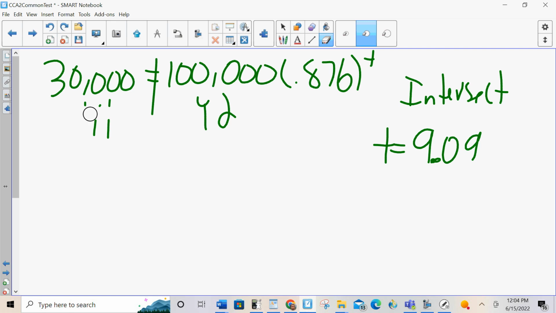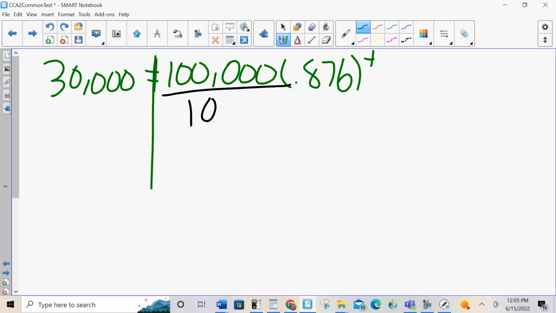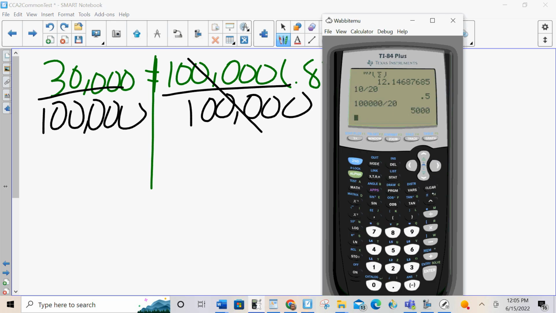Now I will do it algebraically, because this is supposed to be an algebra video. To solve this equation, step 1, isolate the base: divide both sides by 100,000. 30,000 over 100,000, alpha y equals, enter. 30,000 over 100,000 is 3 over 10.